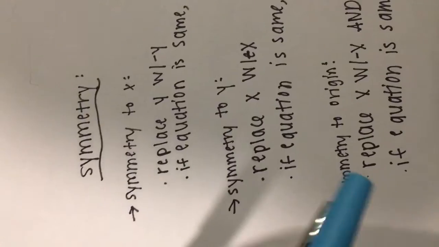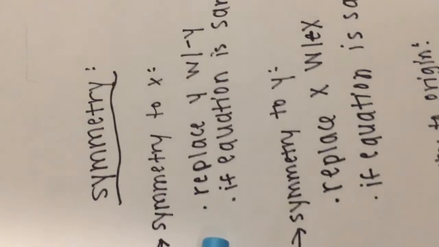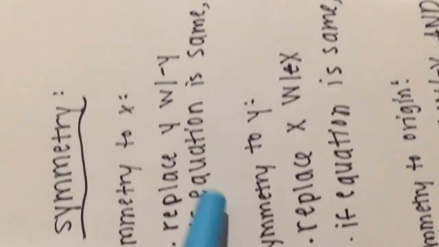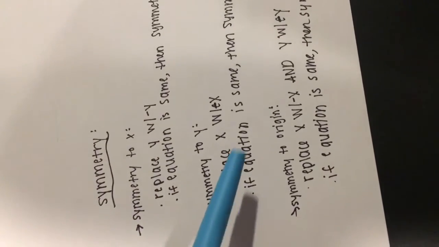How to find if an equation is symmetrical. So if you want to find if there's symmetry to the x-axis, you're going to replace every y with negative y. And then if the equation still equals the same thing, it's going to be symmetrical to x. If you want to find if it's symmetry to y, you replace the x with a negative x. And then if the equation is the same there, it's symmetrical to the y-axis. And then symmetrical to the origin, you replace every x with negative x and every y with negative y. If the equation is the same, then it's symmetrical to the origin.